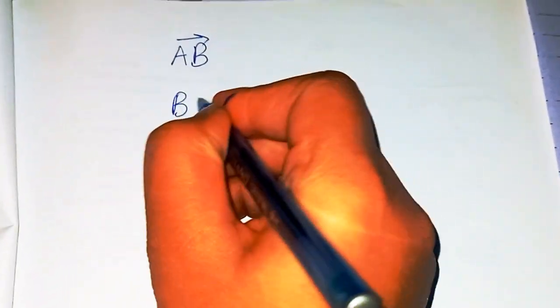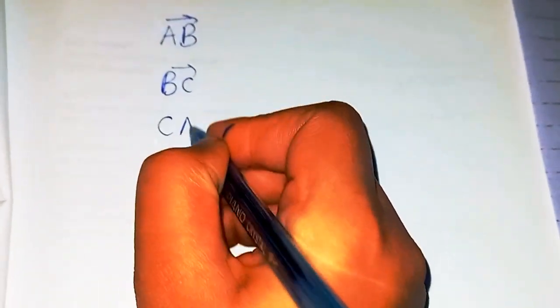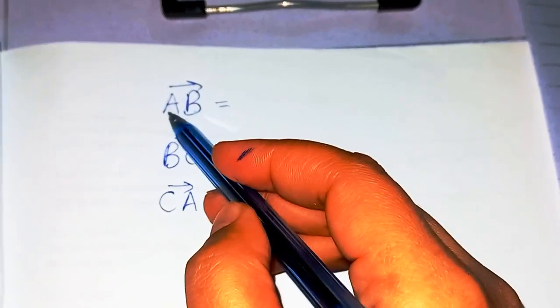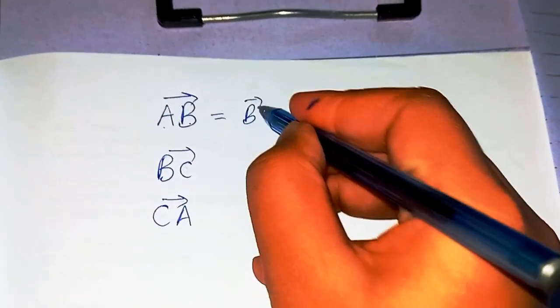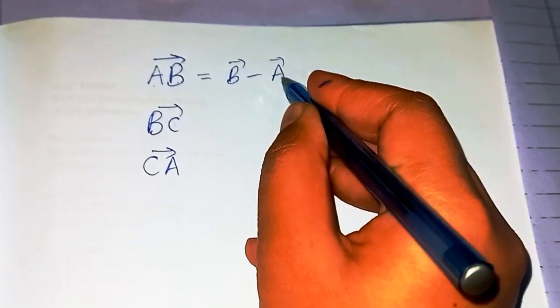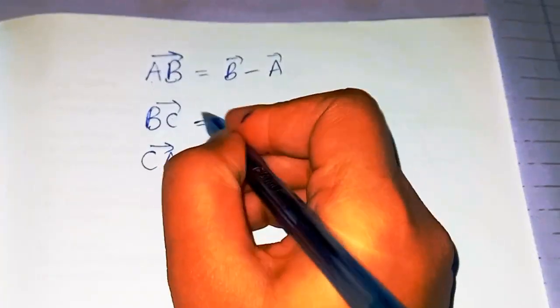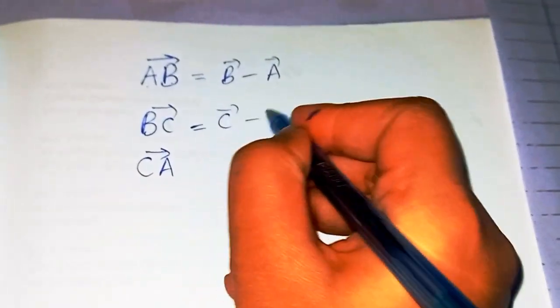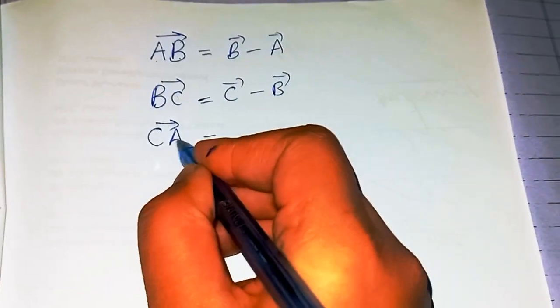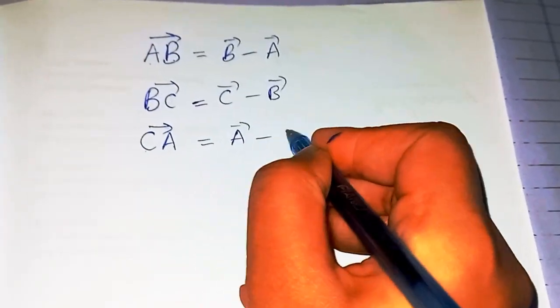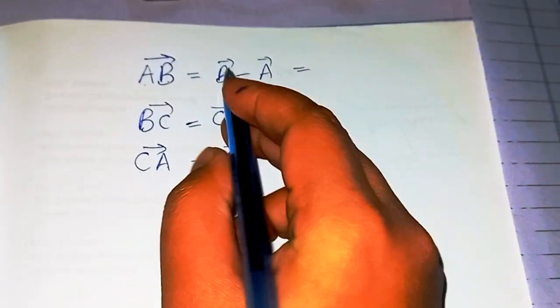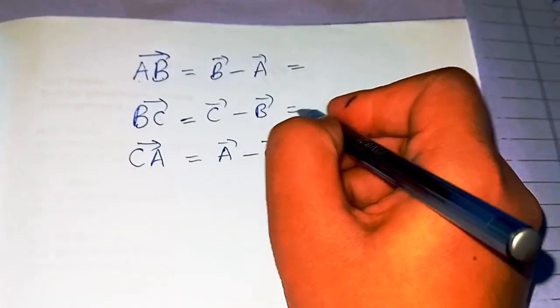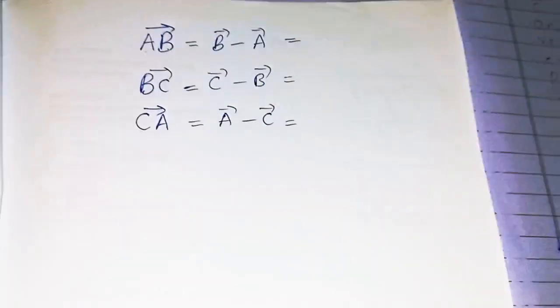For that purpose, we need to find out AB vector, then BC vector, and then CA vector. AB vector is equal to the final point minus the initial point, which is B point minus A point. We'll find these points from the figure. C point minus B point, final minus initial. Here, final minus initial, so it's A minus C. Let's see what A, B and C points are so that we can find out these vectors.